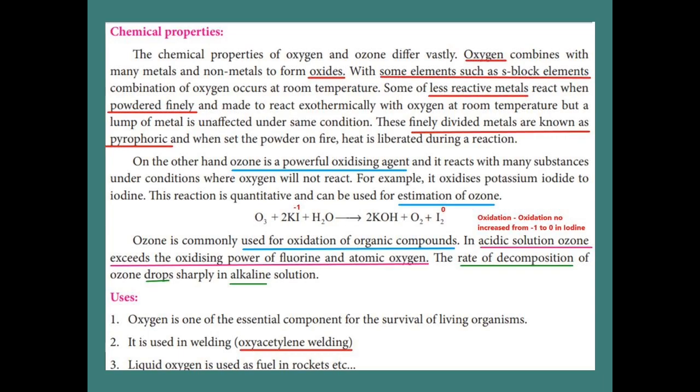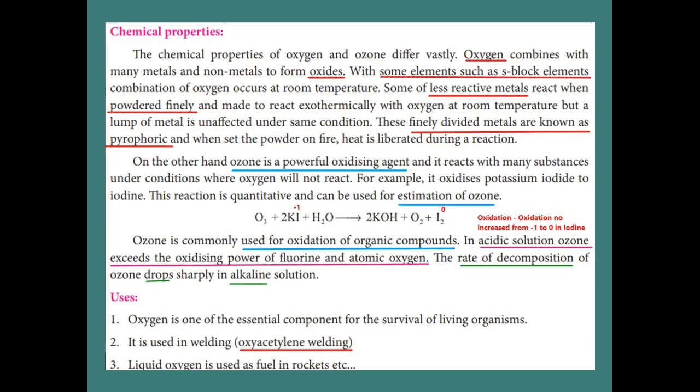The next one, ozone. It is a powerful oxidizing agent. Under some conditions, oxygen will never react with a substance, but ozone can react with that substance. That is, the substance which cannot react with oxygen under some condition can react with ozone under the same condition. Ozone oxidizes potassium iodide to iodine. This reaction is used to estimate ozone.